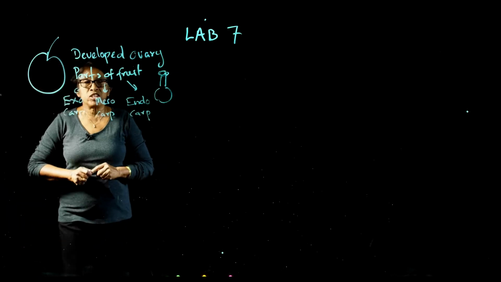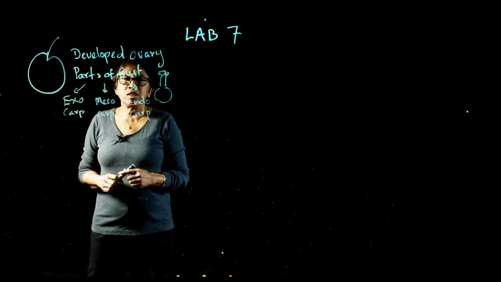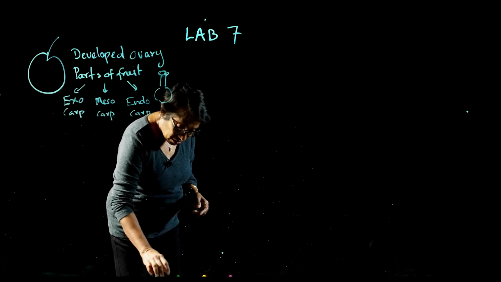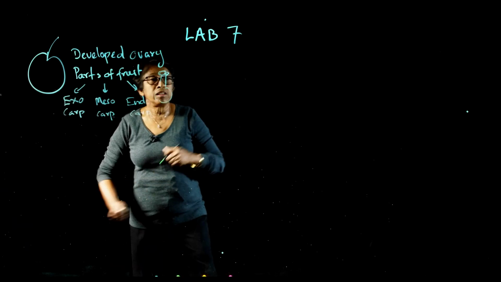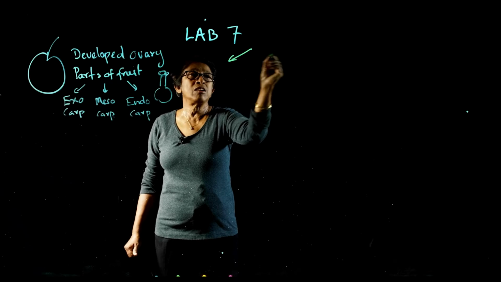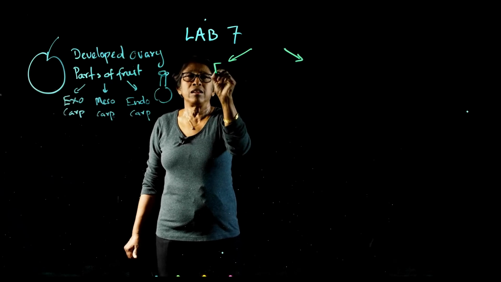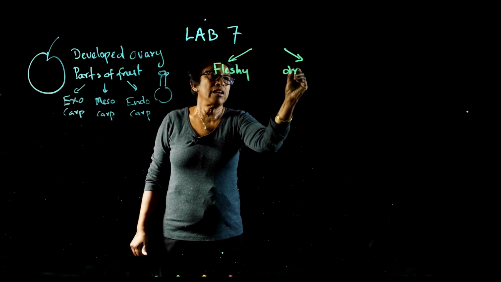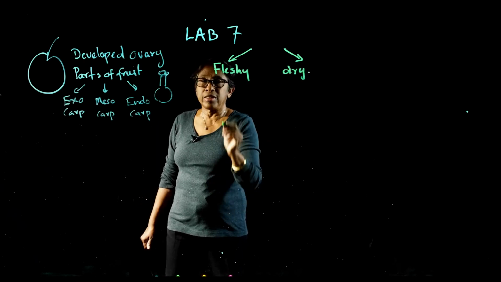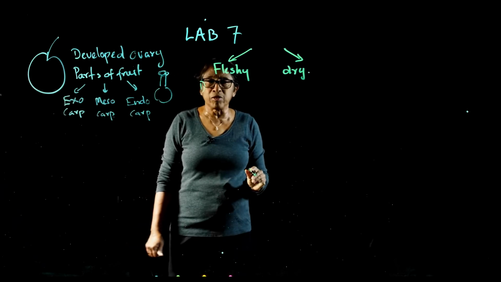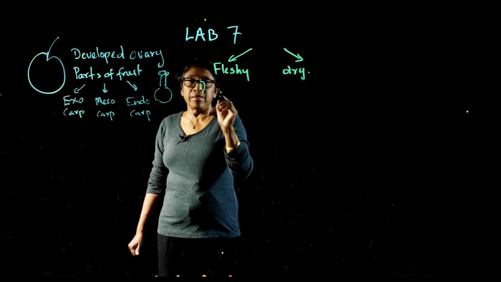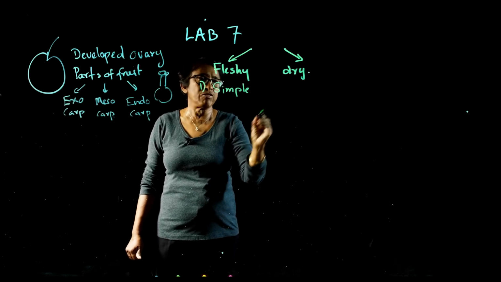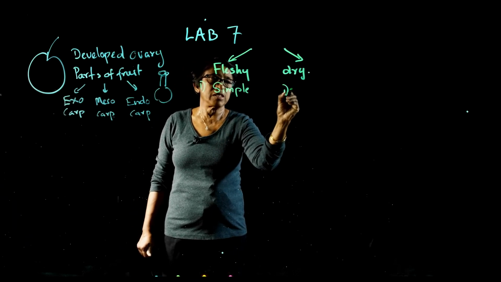They could be fleshy or they could be dry. So that is another thing we are going to look at today in our lab, mainly fruit classification, depending on whether they have a fleshy consistency or a dry consistency. They could be fleshy or dry. And again, another type of classification: if they come from one single flower, they are called simple fruit. So you can have simple fleshy fruit and simple dry fruit.